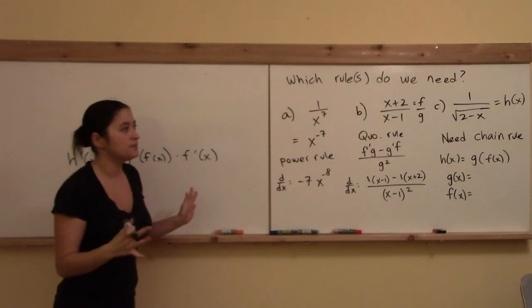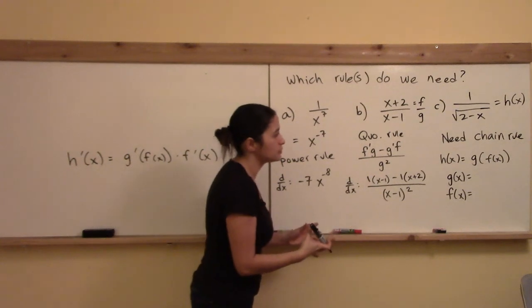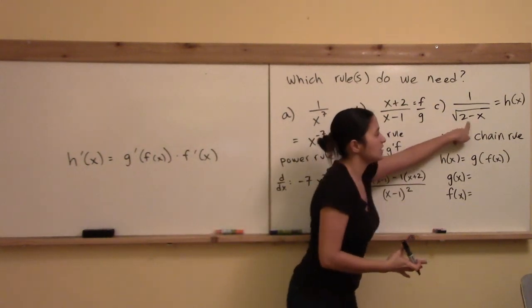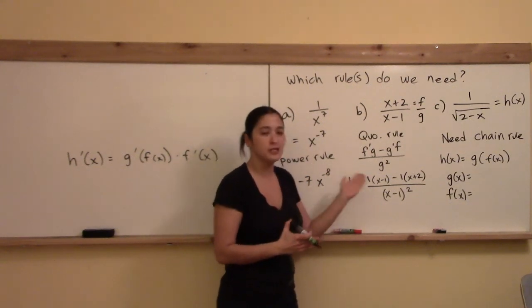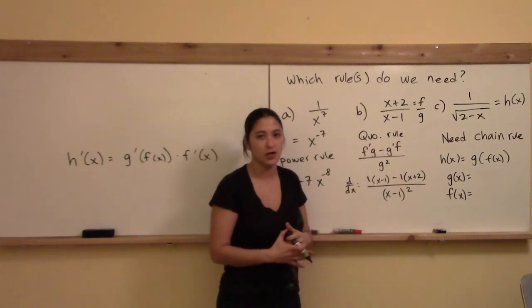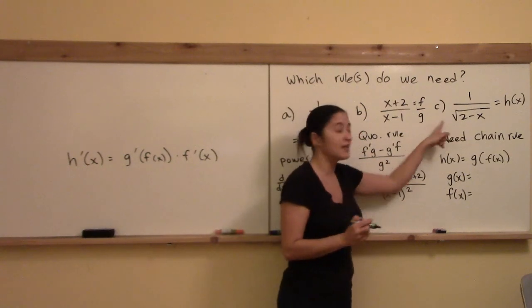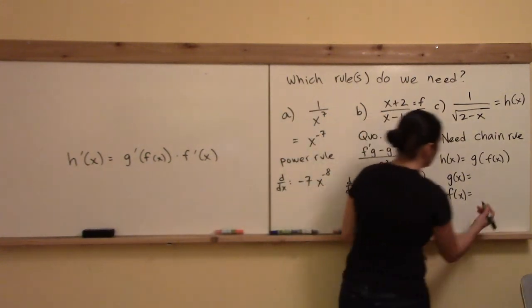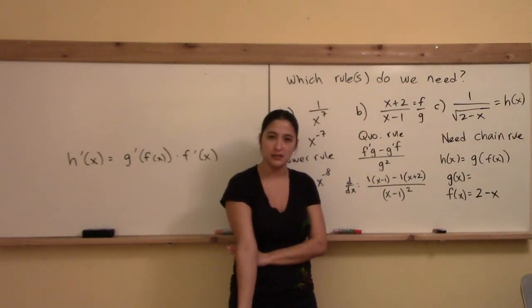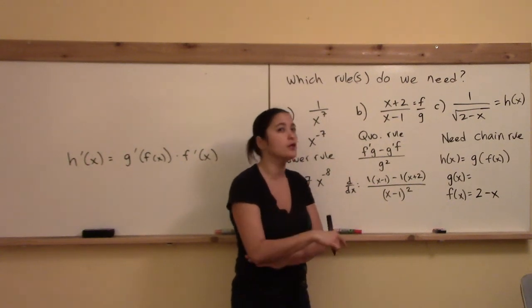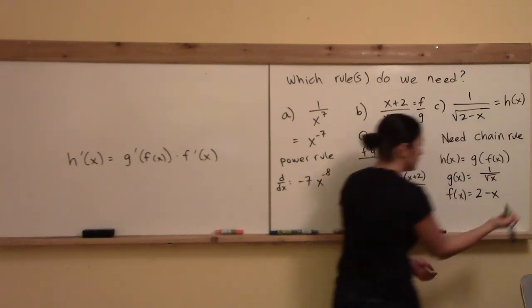Let's see, the outside function seems to result in getting 1 over the square root of something, and the inside function seems like I could say what's inside the radical. Here's a hint if you're having trouble with this right now, is that if you see a radical, square root sign, a cube root sign, etc., it's usually in your best interest to choose your inside function as the thing that's inside the radical. Okay? So I'm going to choose the inside function as 2 minus x. And what did I do to that 2 minus x? I took its square root and I put it on the bottom.